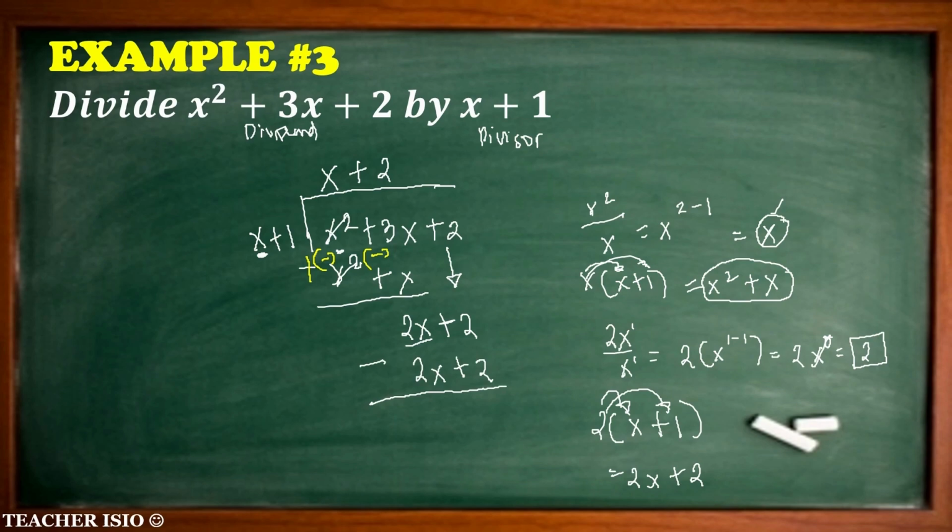Tapos, papalitan na natin yung operation, magiging addition. Yung sign, papalitan ng sign, positive, magiging negative, negative, magiging positive. Since 2x is positive, magiging negative 2x. Positive 2, magiging negative 2. So, we have 2 plus negative 2, 0 na yan. 2x plus negative 2x, 0 na rin yan. Therefore, 0. Therefore, the answer is x plus 2. So, if we're going to divide x squared plus 3x plus 2 by x plus 1, the answer is x plus 2.